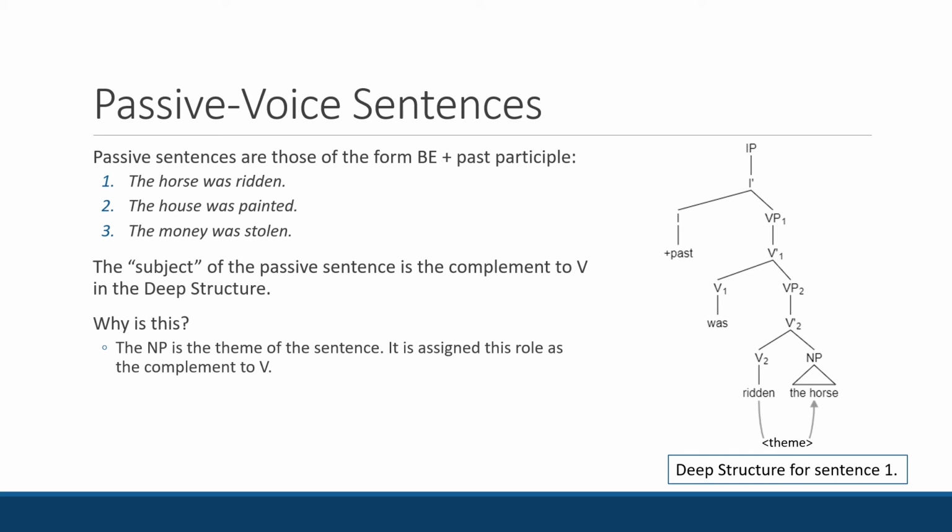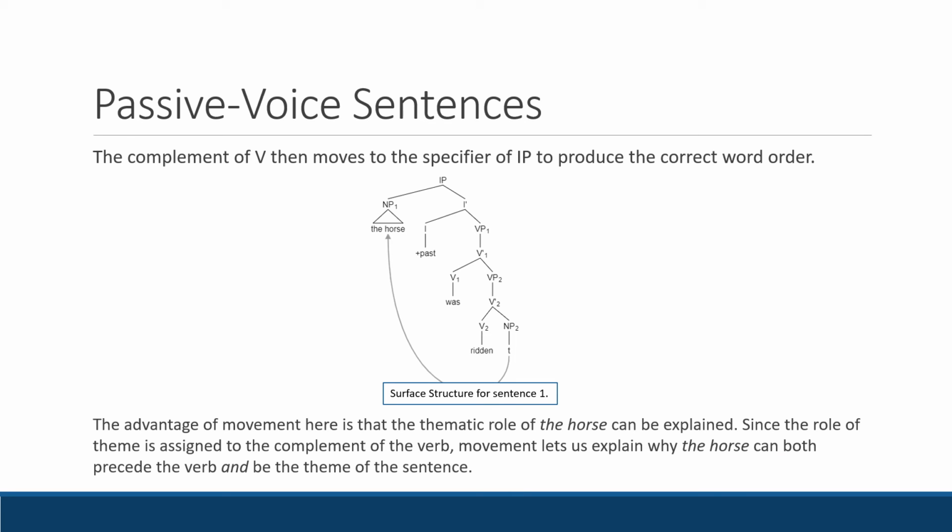And the NP is the theme of the sentence. So it's assigned this role as the complement to V. So from ridden, the action that's going on, the horse is the theme, not the agent of the sentence. And you can see that in deep structure here. So the complement of the V then moves to the specifier of the IP, which is the subject position, right, to produce the correct word order.